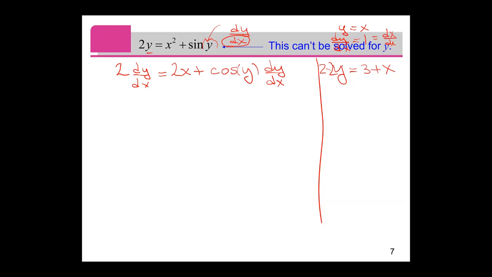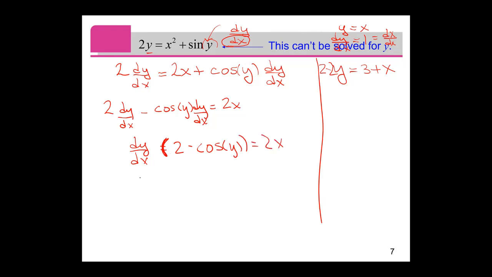So what do you do when you want to solve for a variable? I'm sorry, Nick, go ahead. Subtract the cosine y times dy/dx over to the left side of the equal sign. Okay, cool. So I have 2 dy/dx minus cosine of y dy/dx is equal to 2x. Good. Now what? You could take out a dy/dx. Yes. So you would have dy/dx and then parentheses 2 minus cosine. Good.